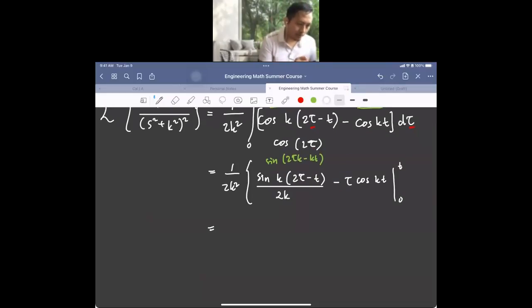Now adding all this here, when we put t inside, it becomes sine kt, right? Sine kt over 2k minus, not tau, t, sorry, t cos kt.